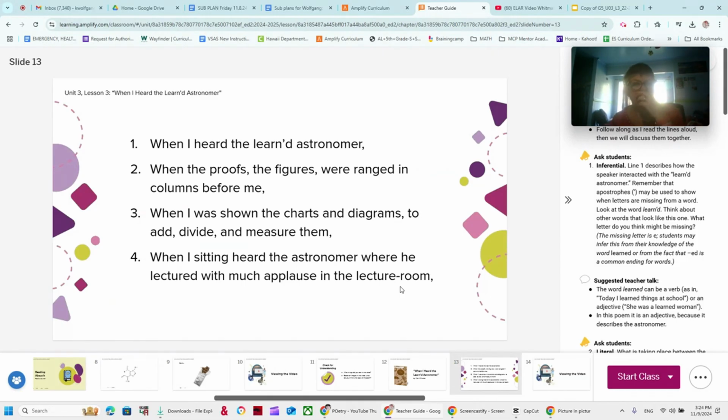The numbers on the left-hand side are just the line numbers. So they're not in the original poem, but they're there to help us discuss it more.